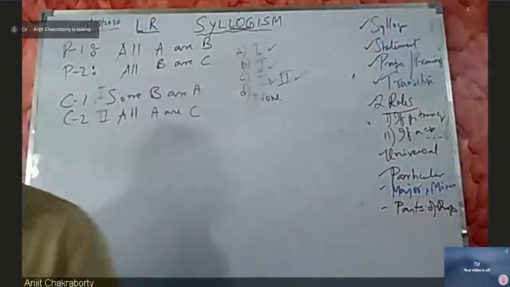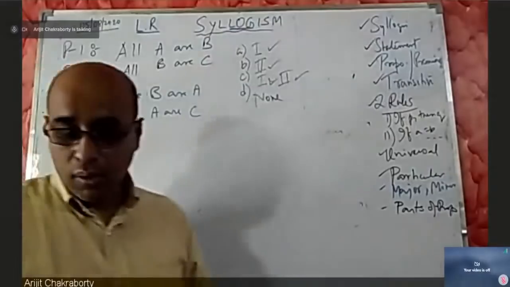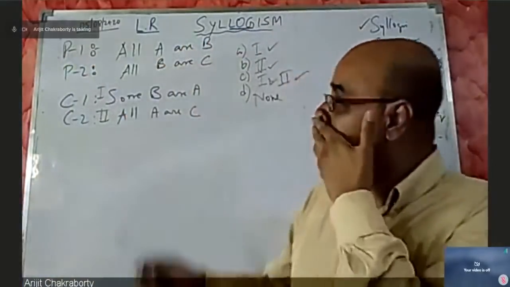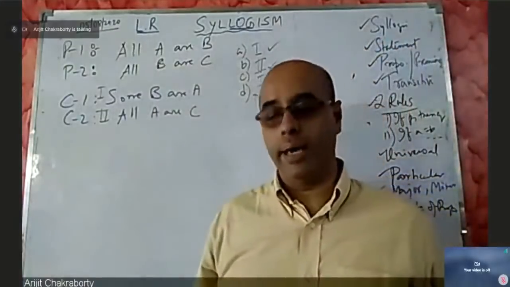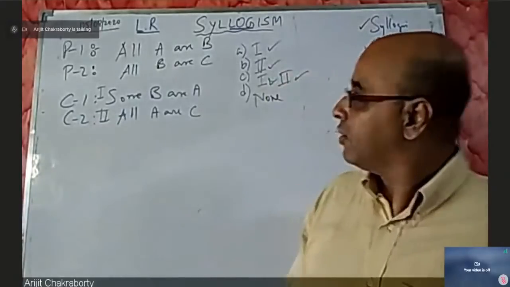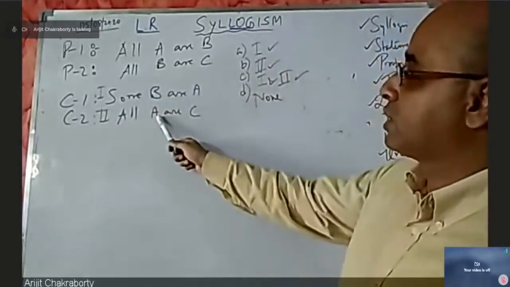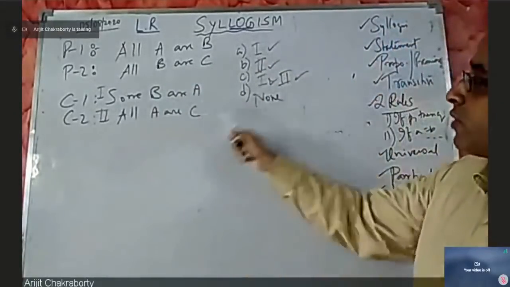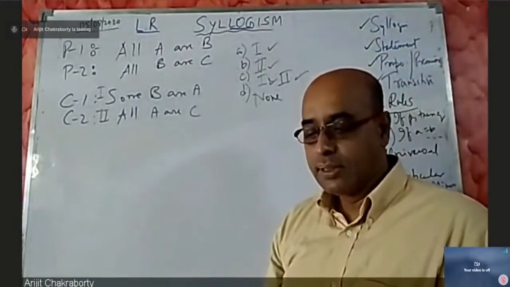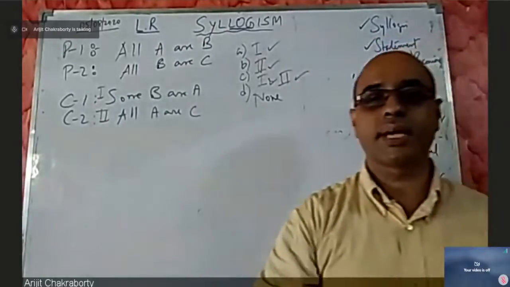Please check. Okay, so two statements are given. All A are B and all B are C. The conclusions are some B are A and all A are C. Option A is whether the first one is correct only. Option B is only 2 is correct. Option C is both of them are correct. Option D, none of them are correct. Five seconds. Okay. Let's see.